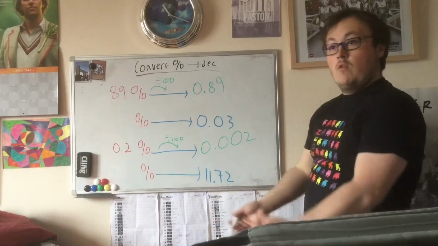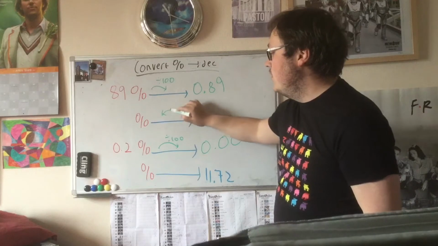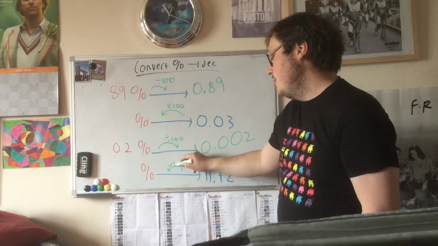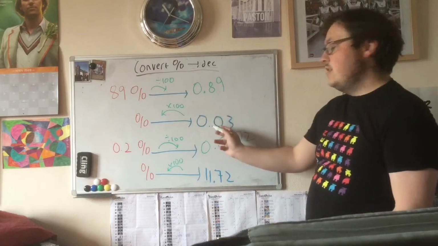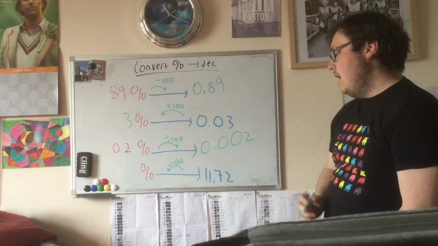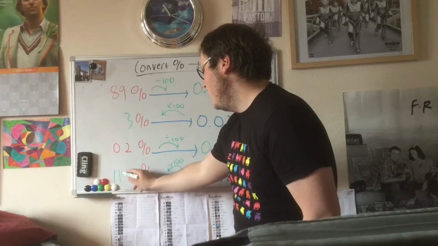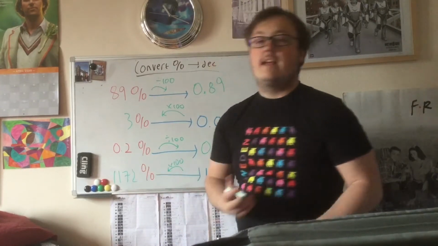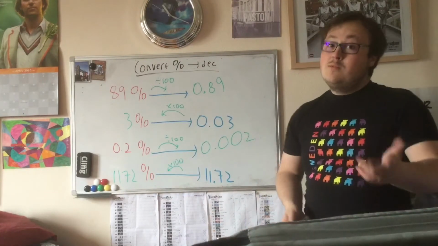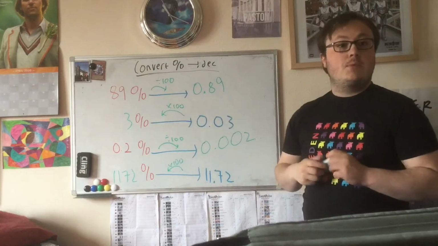But if we want to reverse the process and find the percentage which was original, we multiply it by 100. So 0.03 times by 100 is 3%. 11.72 times by 100 would be 1,172%. And it's that simple. Even if you think, how can that be possible? Any percentage is possible, not negatives, but these are all possible.